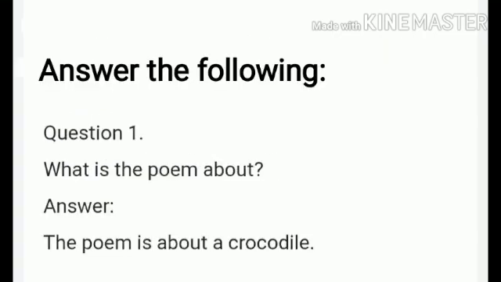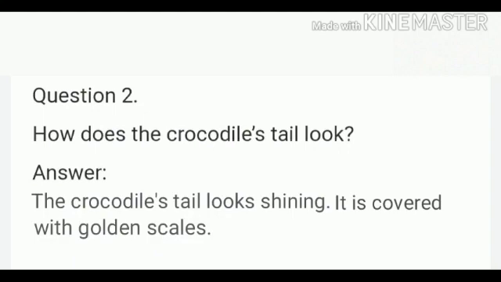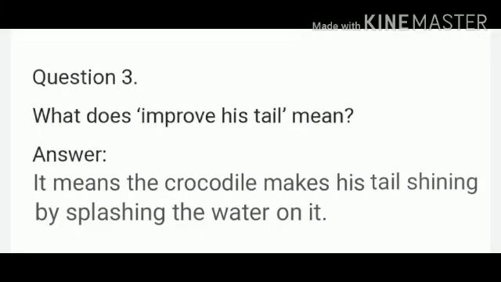Answer the following. Number 1. What is the poem about? The poem is about a crocodile. Number 2. How does the crocodile's tail look? The crocodile's tail looks shining. It is covered with golden scales. Number 3. What does improve his tail mean? It means the crocodile makes his tail shining by splashing the water on it.